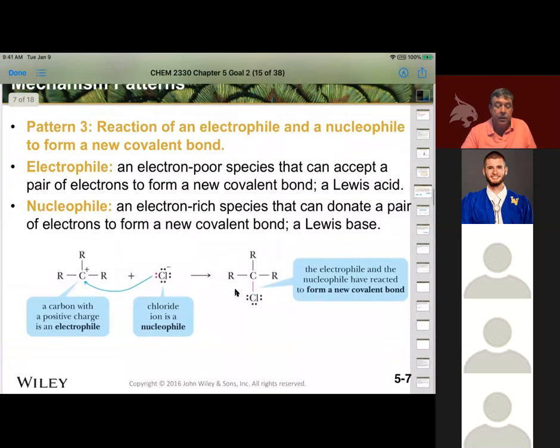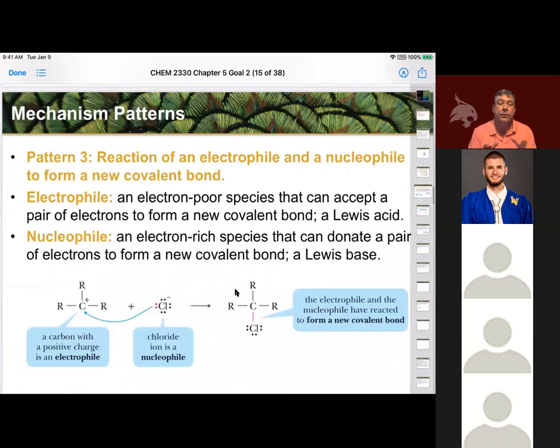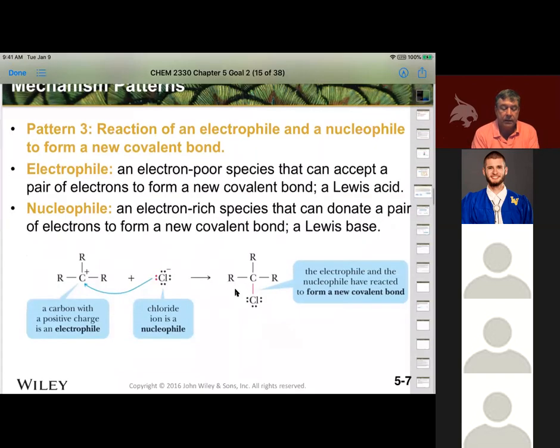Okay, so let's apply that to our mechanistic patterns here, okay? So once we form that carbocation, it's trigonal planar and it has an empty p orbital above and below. It's just looking for electrons, and therefore it's going to form that bond, either the top or the bottom, to give us our product here, to form our new sigma bond.